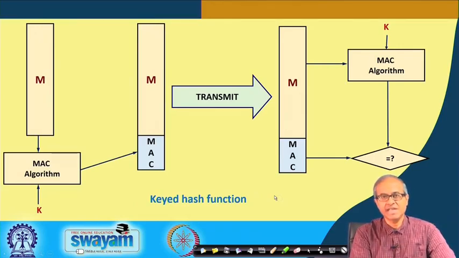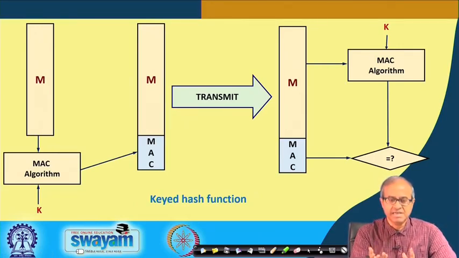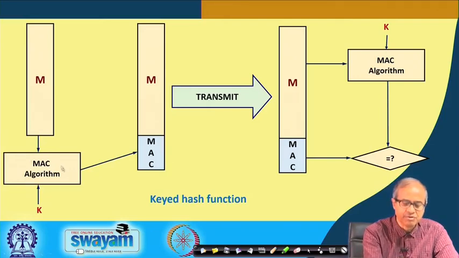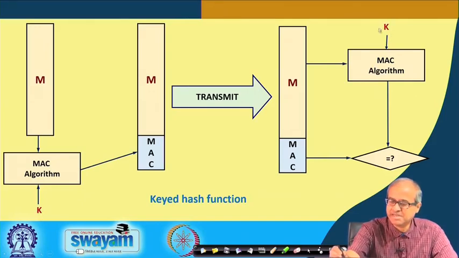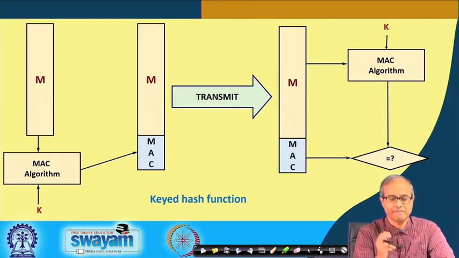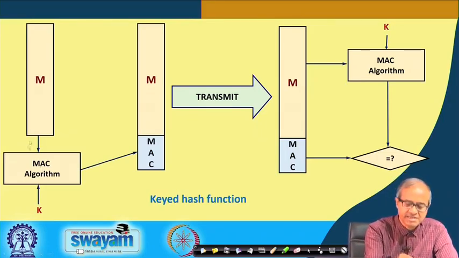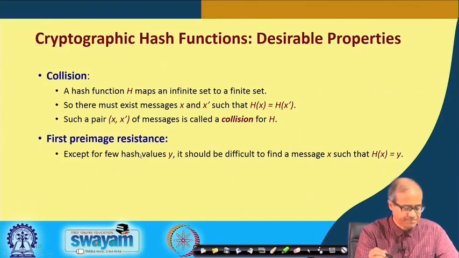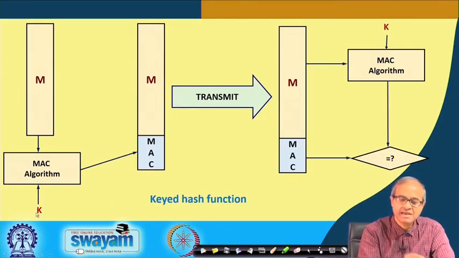Now, talking about keyed hash function, here we are talking about a MAC algorithm which generates a message authentication code, which also takes a secret key k. I am assuming in this diagram that this secret key is shared by the sender and the receiver, both sides, just like encryption and decryption. So, the sender will generate this MAC using this key and the message M, and this MAC will be appended to the message.